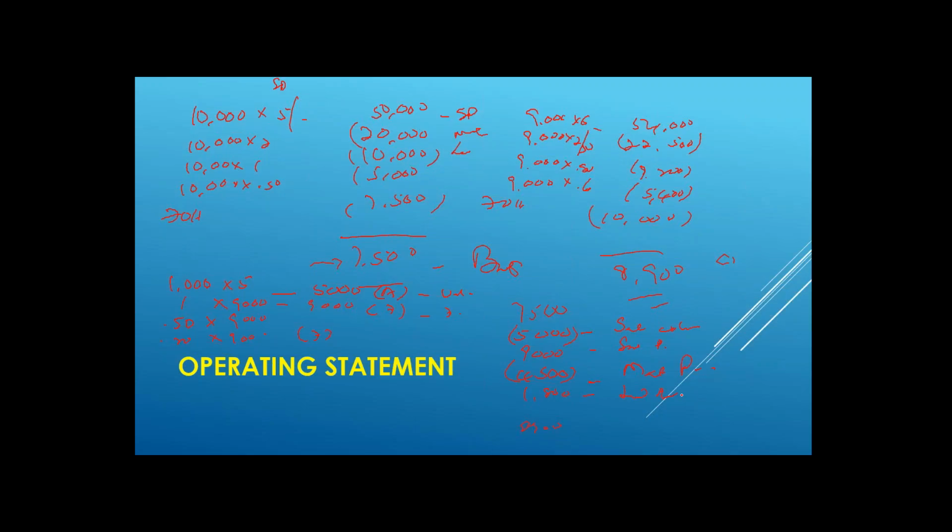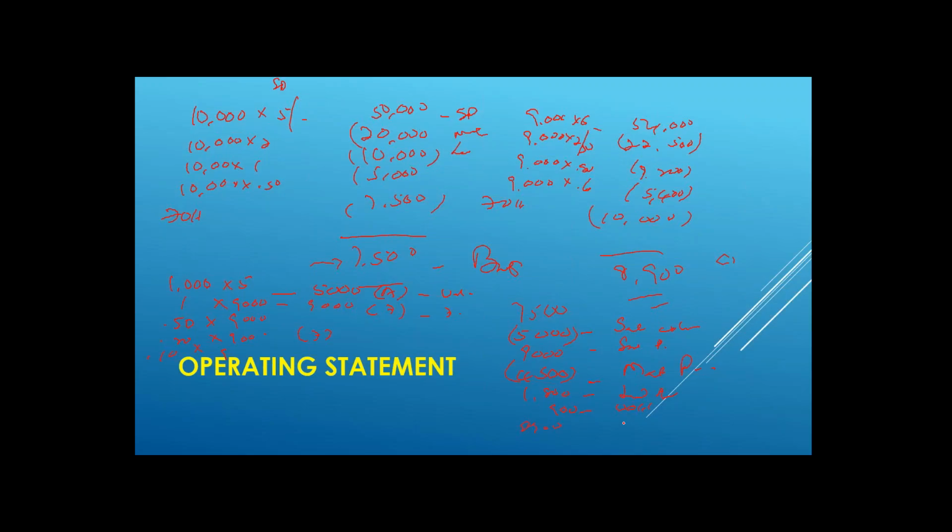Variable overheads: I was supposed to spend 50 cents, but I spent 60 cents, so 10 cents adverse. So 10 cents into 9,000, again 900, right? Adverse. So 900 is an adverse variance, which we call variable overhead. Again, no efficiency variance, because we have spent exactly the amount that we were allowed.